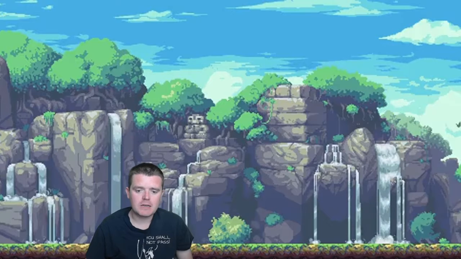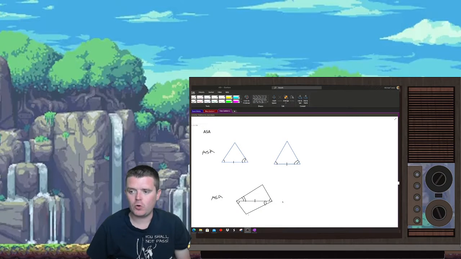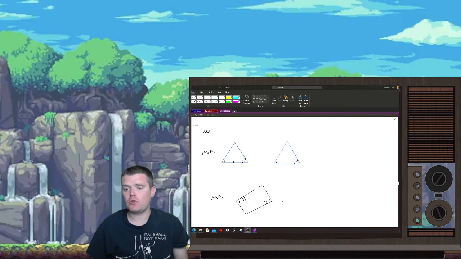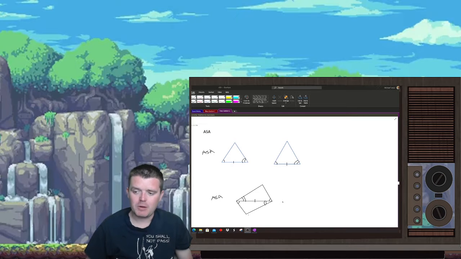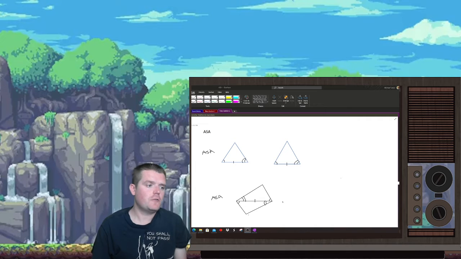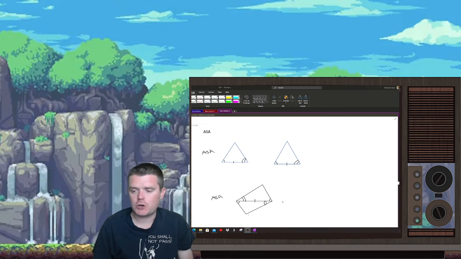So the first way we're going to talk about today is looking at what's known as ASA, or angle-side-angle congruency. To show angle-side-angle congruency, we need two triangles to have not only a pair of angles that are congruent, but also the sides that are between those angles to be congruent as well. So for instance, in this first diagram here, we're showing that the bottom left angles are congruent and the bottom right angles are congruent, and also the sides in between them are congruent.